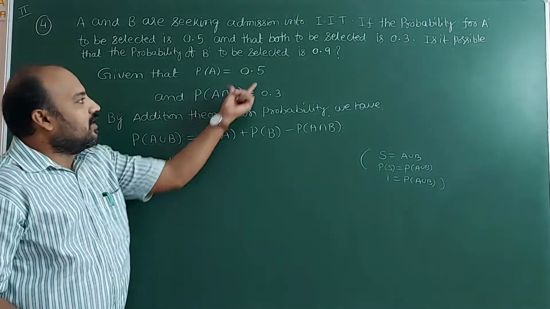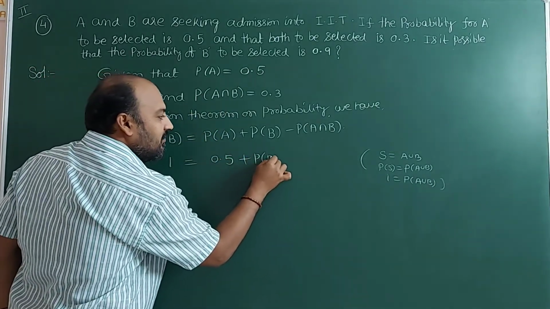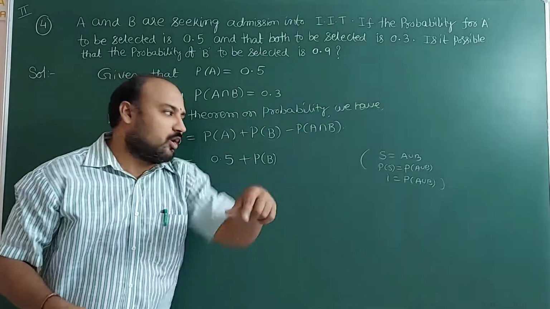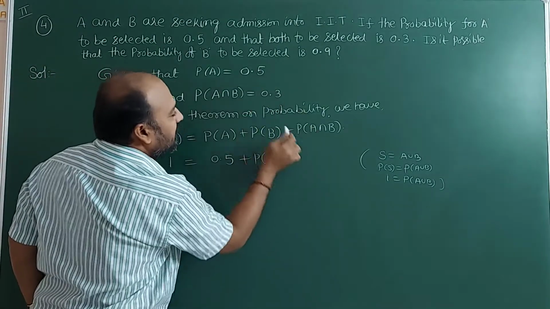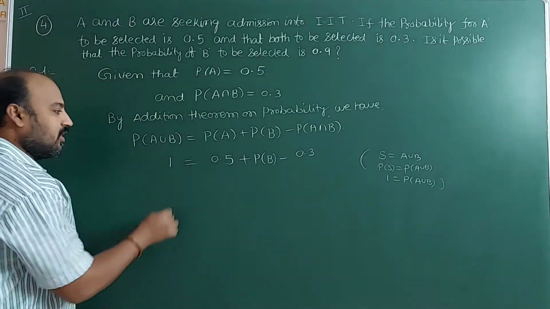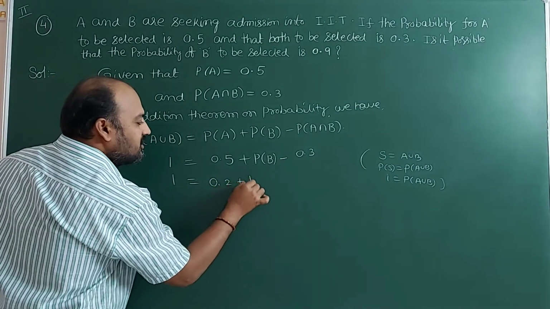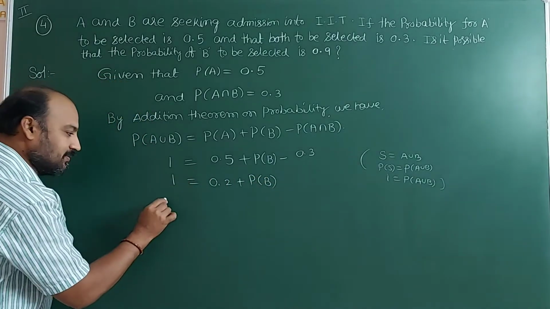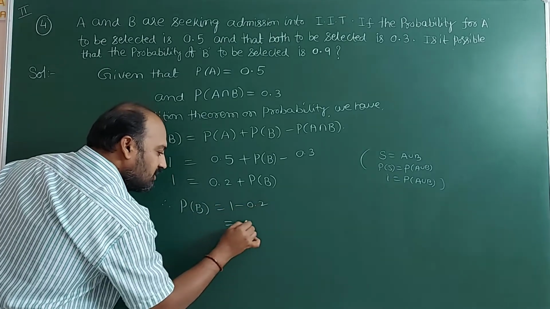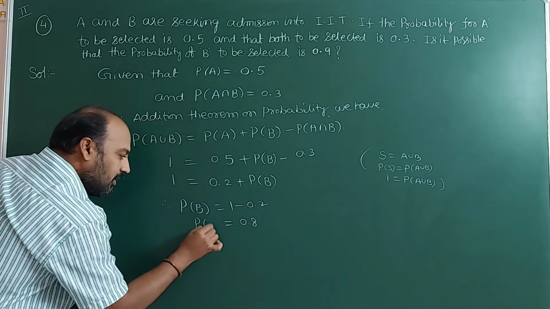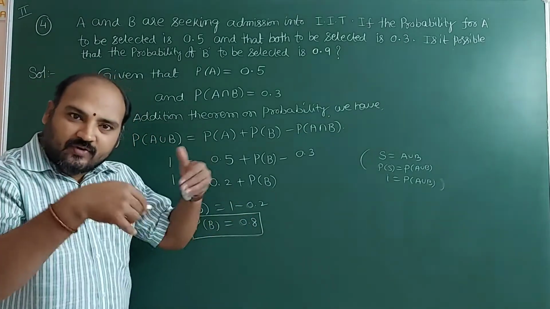So P of A union B value is 1. P of A value is given as 0.5. But we need to get whether P of B value is 0.9 or not. We will verify. That is the reason I am not writing here. Minus P of A intersection B, 0.3. So 1 equal to 0.5 minus 0.3, 0.2, plus P of B. From this P of B make it the subject. So P of B is equal to 1 minus 0.2, that is equal to 0.8. So P of B equal to 0.8 we got it.